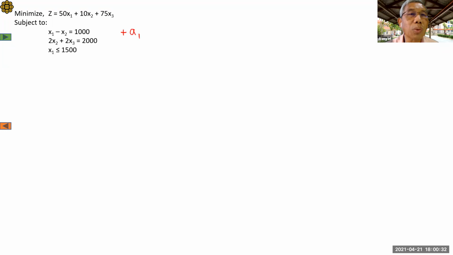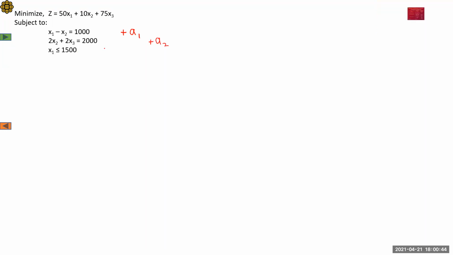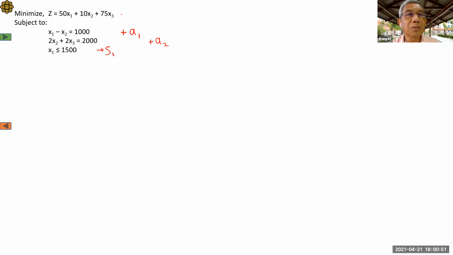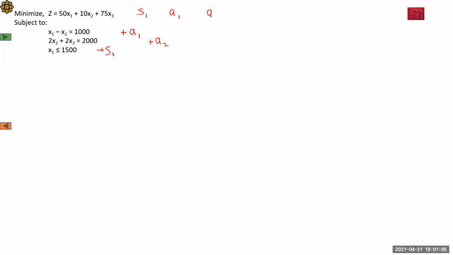To make it easier, I just put here add artificial, let's say A1. The second one, add artificial. The third one, add slack 1, let's say. So over at the objective function, we are going to have S1 first. When we have artificial variables, we put them towards the last. So A1, A2.